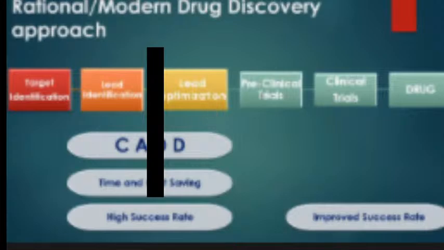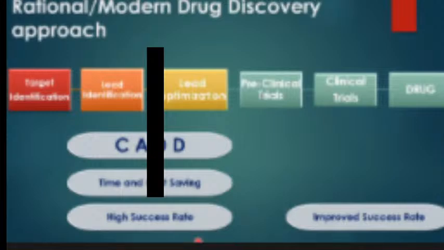The advantages are that it's time and cost saving. When you are saving time and cost, you are saving the environment as well. You are not unnecessarily synthesizing millions of compounds and wasting alcohol and all the chemicals. So this is one thing.